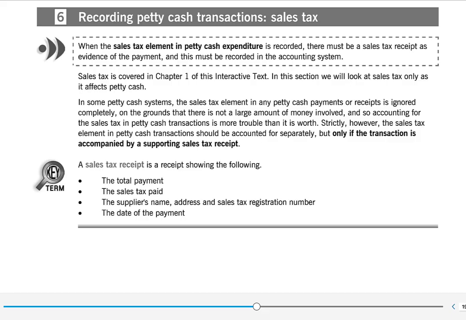What a proper sales tax receipt must show. Lesson 6 explains what details must be on a sales tax receipt. A sales tax receipt should show the total payment amount, the sales tax paid, the supplier's name, the supplier's address, the supplier's sales tax registration number, and the date of the transaction. These details matter a lot, especially the sales tax registration number, because that proves the supplier is registered and it proves the tax is real and valid.